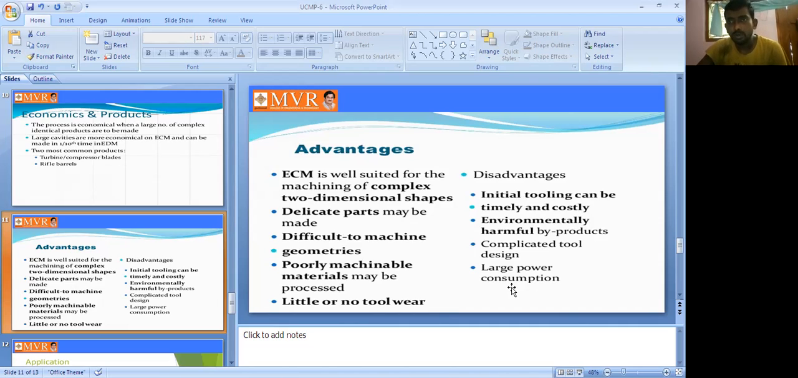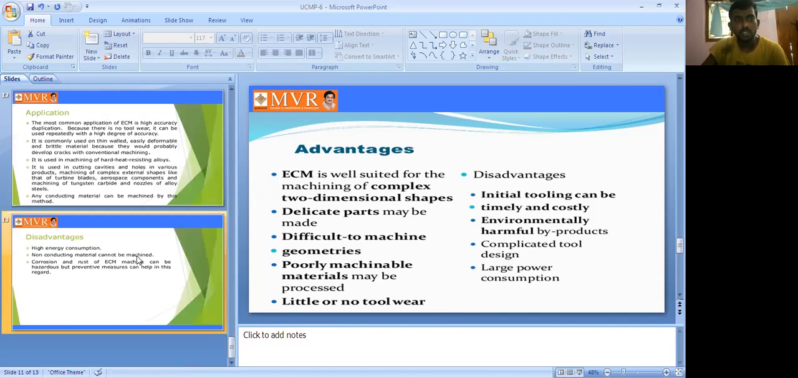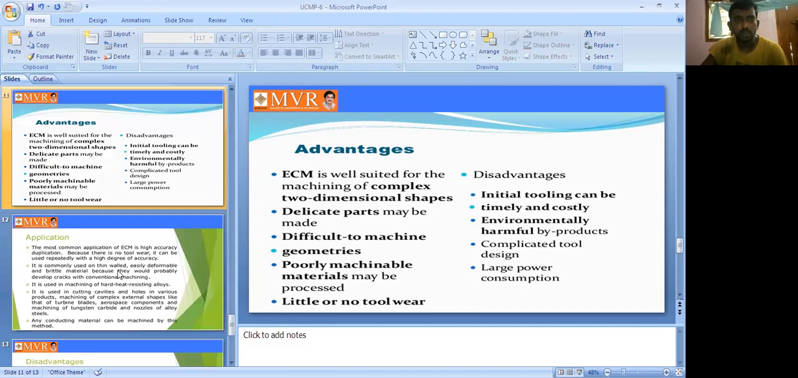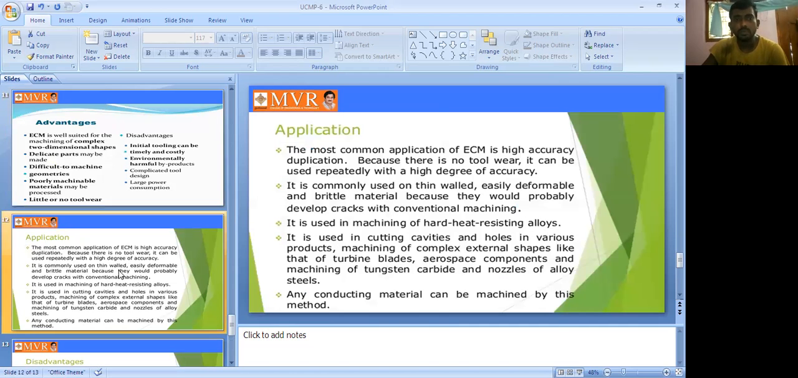So in ECM1, we are using a DC power supply. That's why the power consumption is large in ECM1. So next one is the advantages, and next one is applications. See here.